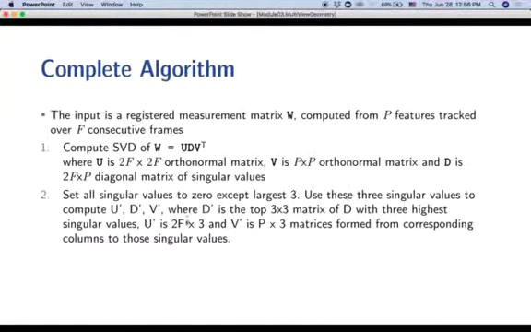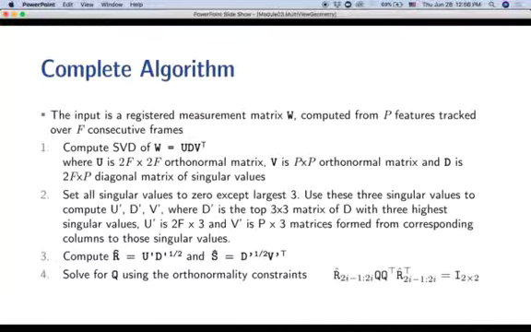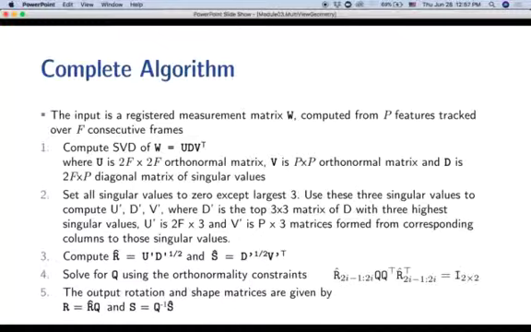Now use these singular values to compute U prime, D prime, V prime, where D prime is the top 3 by 3 matrix of D containing the 3 highest singular values, U prime is a 2F by 3 matrix, and V prime is a P by 3 matrix formed by the corresponding columns. Then compute R hat, which is U prime D prime half, and S hat, which is D prime half V prime transpose. So I got my R hat and S hat. Then solve for Q using the orthonormality constraints, where every frame gives you 3 constraints, and the output should be rotation and shape matrices given by R hat Q and Q inverse S hat.